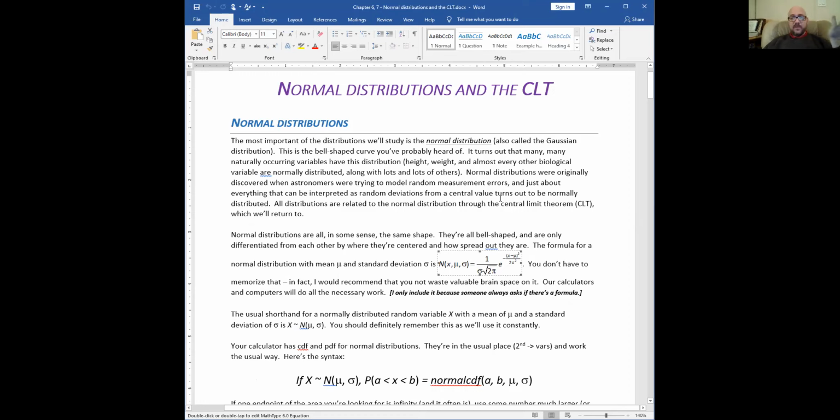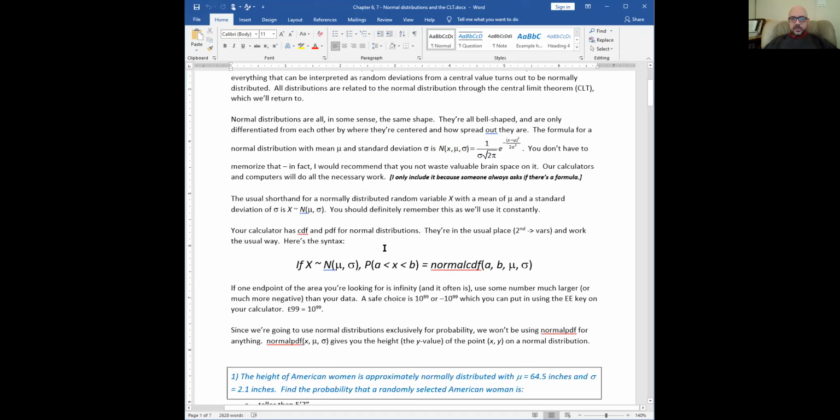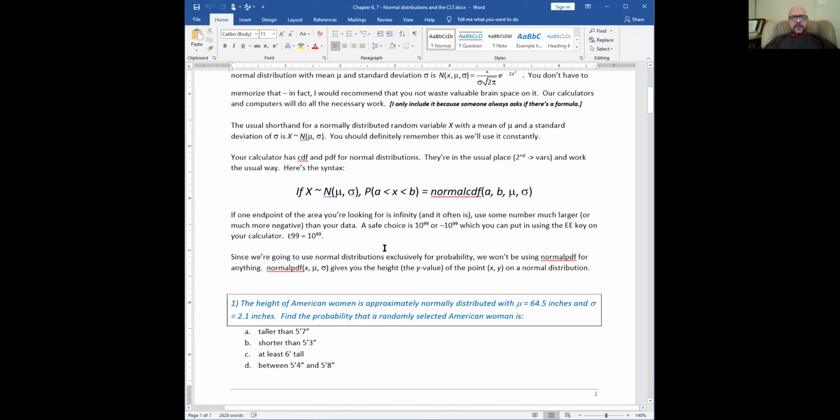And luckily, you don't have to, because there is a normal CDF and normal PDF in your calculator, unlike for exponentials. And it turns out it's really easy to use. So let's learn how to use that. And that's what I want to do next.